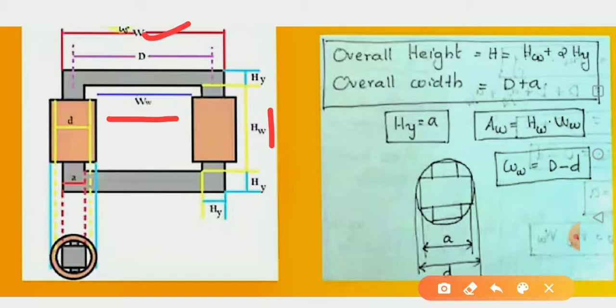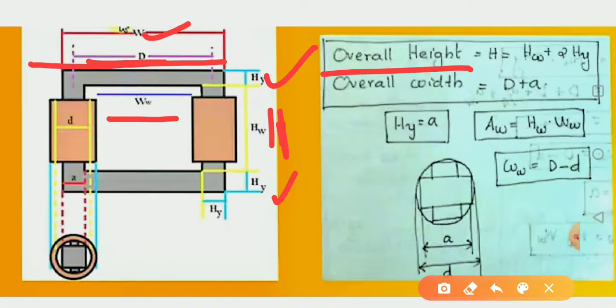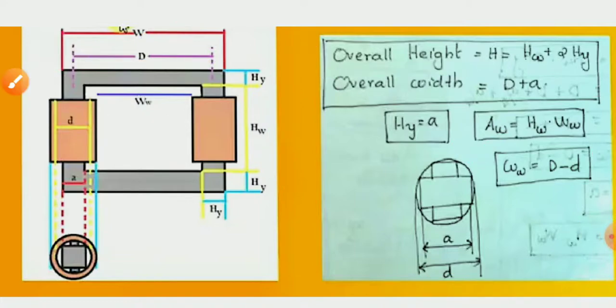So now if we calculate the overall height, it is SW plus HY plus HY, so it is 2HY, and the overall width is D plus A. Now HY here we represented by A. So when we calculate the area of the window, it is SW into WW, means height of window into width of window. So these are the formulas for the single phase core type transformer.